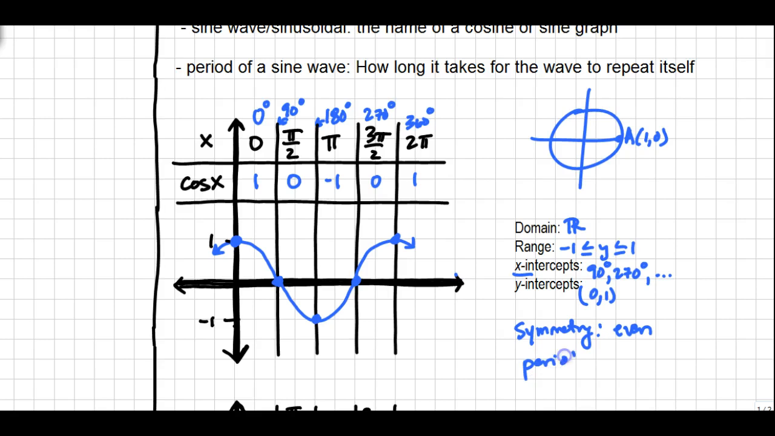The period is how long it takes the graph to repeat, or the wave to repeat, and it starts to repeat itself as you start to go around the circle again. So that would be 360 degrees, or 2 pi if you're doing it in radians.